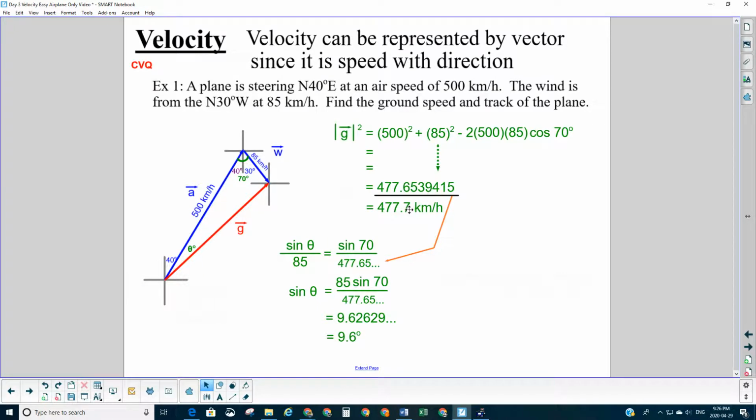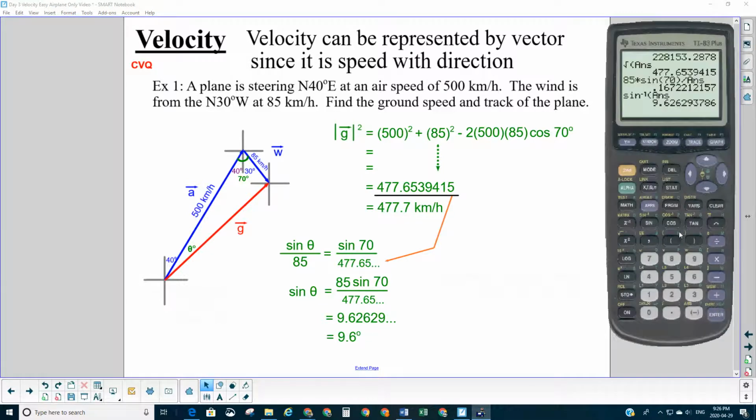The reason that's important is because even with rounding to one decimal, or worse, rounding it to a completely whole number, say 478, it will influence this significantly. So if I go back to my calculator and I do 85 sine 70 divided by, let's say I rounded it to 478, you're going to see a different answer. It's 9.619. Now, you might think, they both round to 9.6. You might not think that's a big deal, but it's actually 1/100th of a decimal place off.